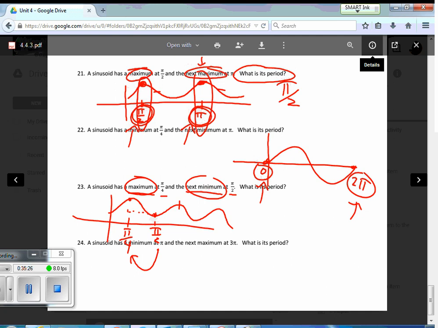And again, how I did it, I made a little picture. Picture's worth 1,000 words. It really does help. So pi over 2 and pi over 4, and I subtracted the bigger one minus the smaller one. But in this case, they'd only given me half of a complete cycle, so I had to double it to get its period.